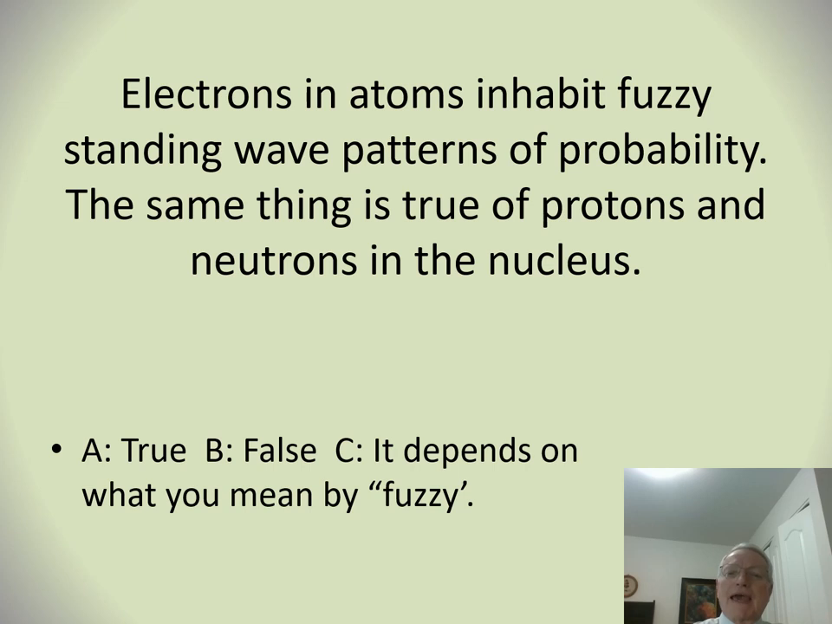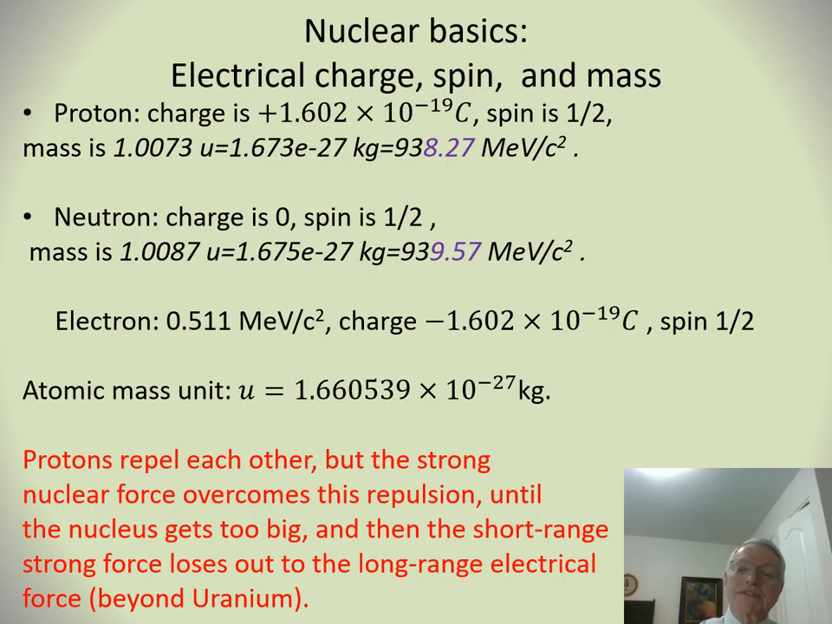Okay, electrons in atoms inhabit fuzzy standing wave patterns of probability. The same thing is true of protons and neutrons in the nucleus. True or false? That is true. Protons and neutrons do exactly the same thing quantum mechanically in the nucleus that electrons do in the atoms. The force is different, and so they respond to that force in a little different way. But the fuzziness and probability and all that stuff is still there. It also applies in the nucleus. We'll see some examples of that later.